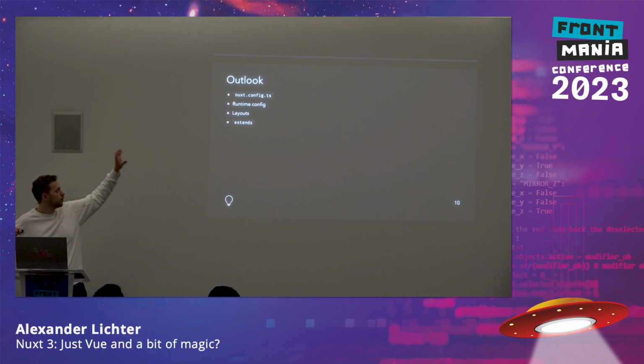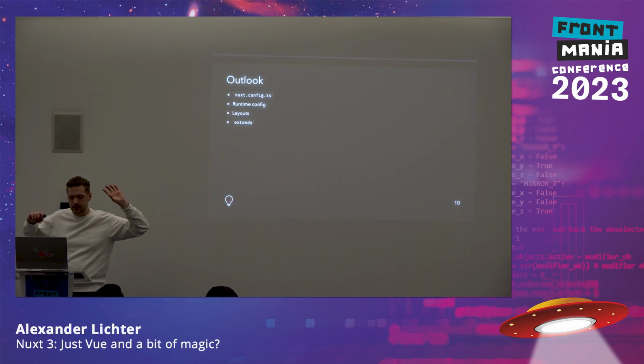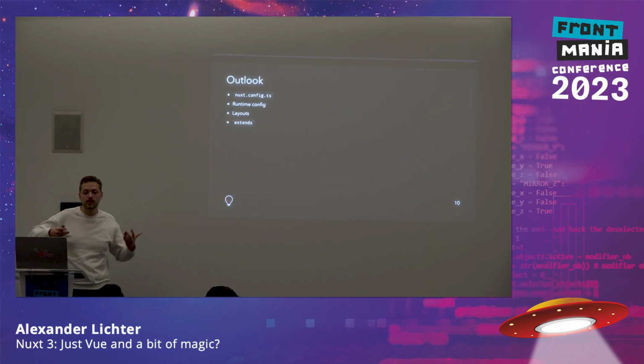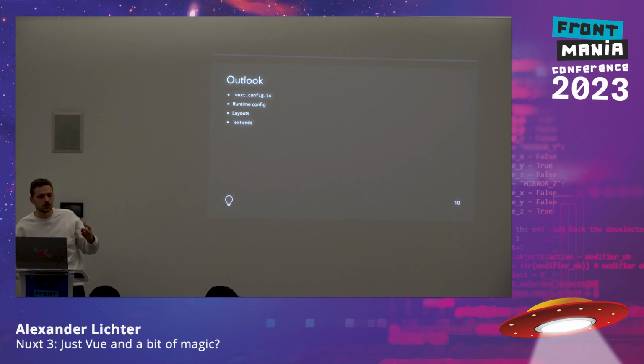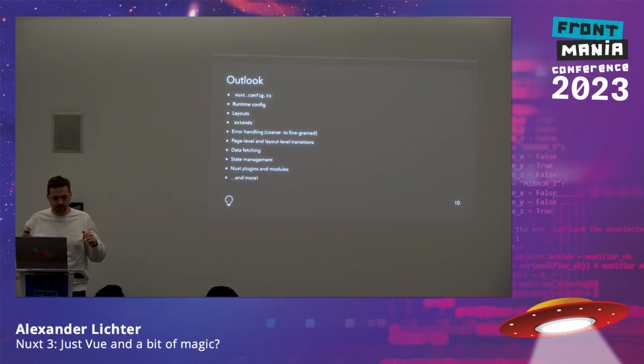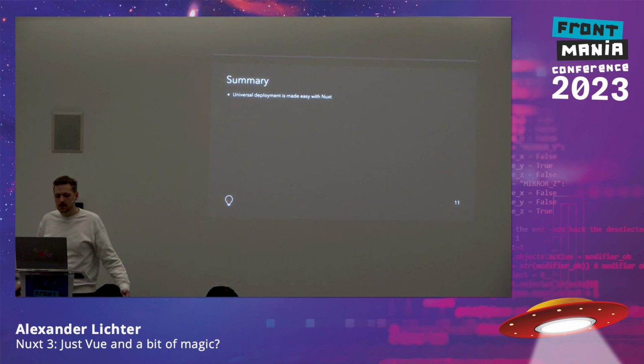There's way more. Runtime config to manage env variables and to change things during runtime, so you don't have to rebuild your application. Extends is a really killer feature where you have a base application and can just put an application on top of it that imports all the things before. Lots of advanced stuff there as well, error handling, and so on. If you're interested in that, there is quite a lot out there, documentation. I also did a few videos, but to summarize all the things, universal deployment is very easy with Nuxt.